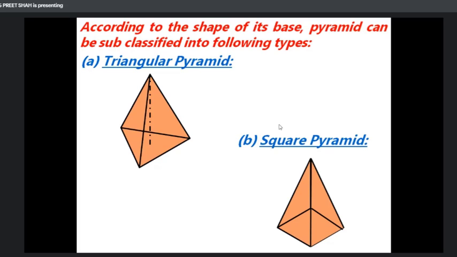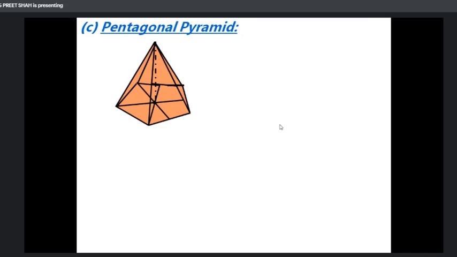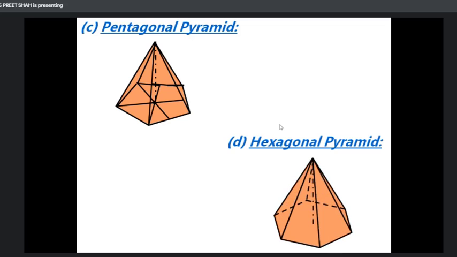In a triangular pyramid, the base is a triangle shape. In a square pyramid, the base is a square. And all the edges are connected to the apex point. Next one, pentagonal pyramid. You can see here in a pentagonal pyramid there is one pentagon shape, and the pentagon is connected to the apex point, so it is called a pentagonal pyramid. Then hexagonal pyramid: the bottom is a hexagon shape and all the edges of the hexagon are connected to the apex point, so it is called a hexagonal pyramid.